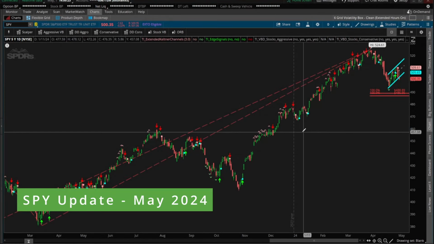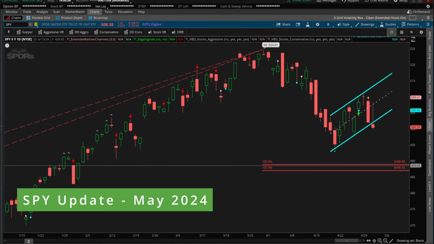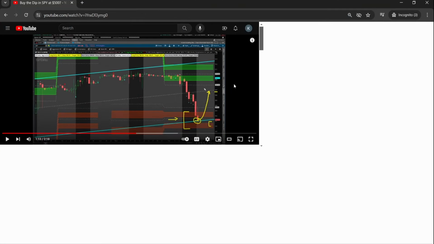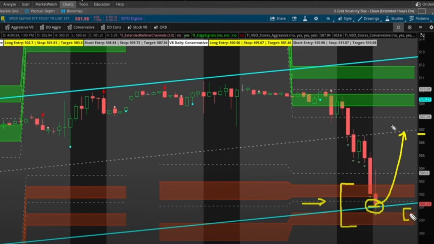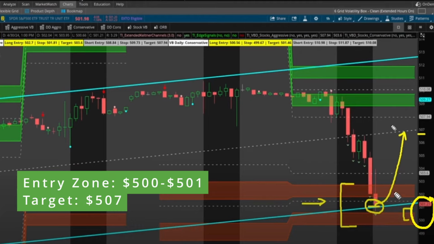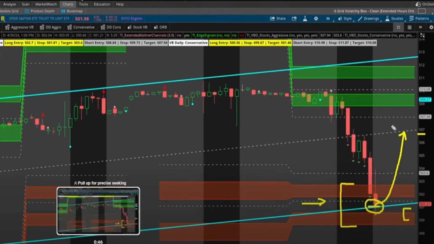Let's do a quick recap on the S&P 500 after the trade that we set up in yesterday's video. In yesterday's video, here's what we highlighted. The S&P had fallen into its trend channel towards the bottom of it, which overlapped nicely with our Volatility Box models. For our entry, we were looking for an entry near the 500 to 501 price target and looking for this reversal, this rotation back up to 507, which was the midline of this trend channel.